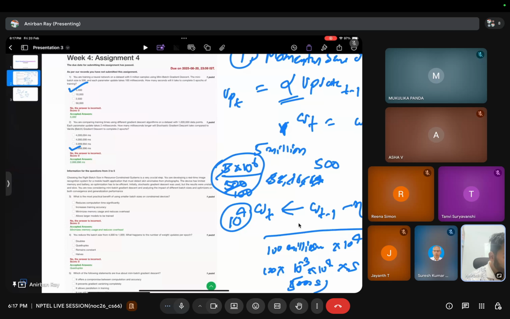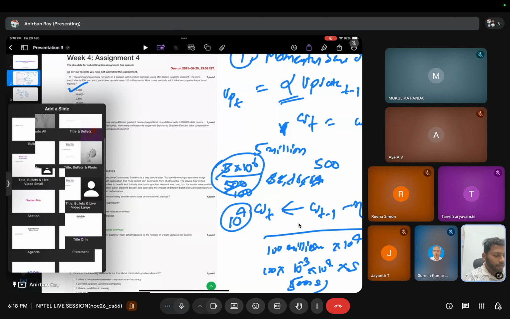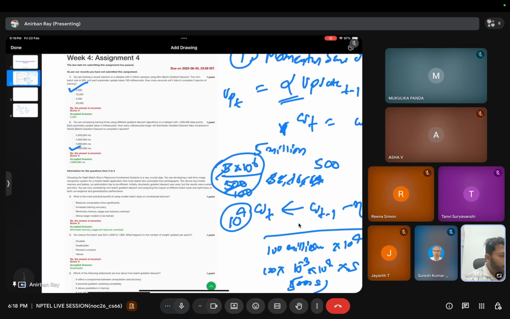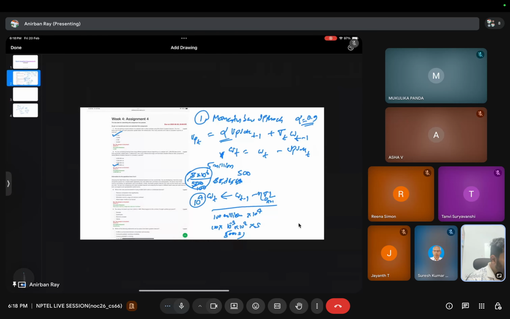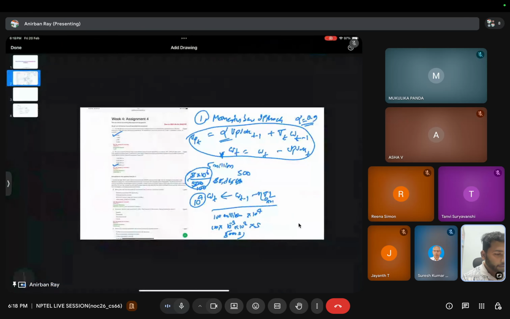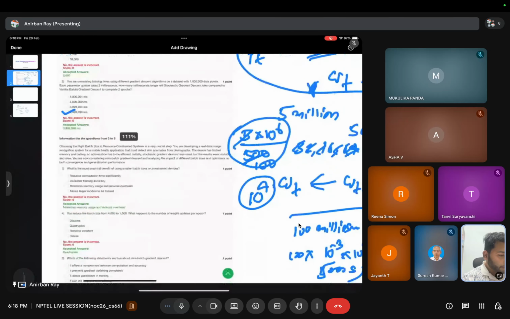So this is a question we have. In momentum based updates, what we're having is the update which I've already written. So this is the update rule for momentum based gradient descent. Another one we have is Nesterov momentum, but maybe it will not be required. We'll cover it slowly. Let's go back to the questions now.